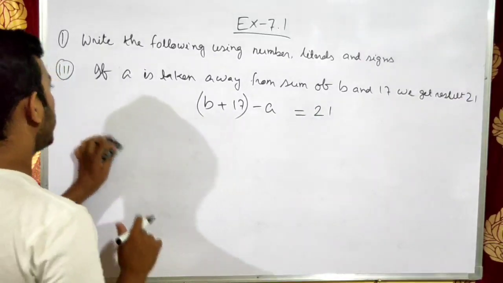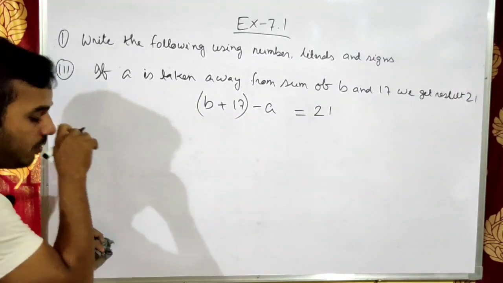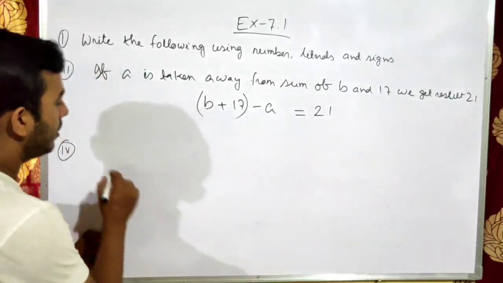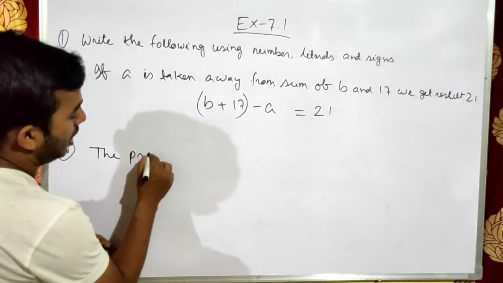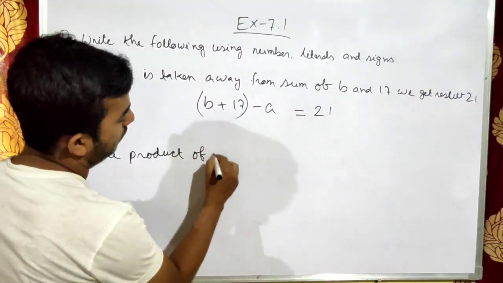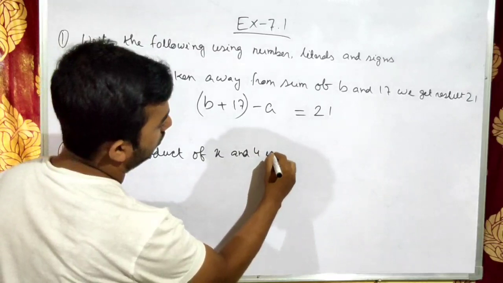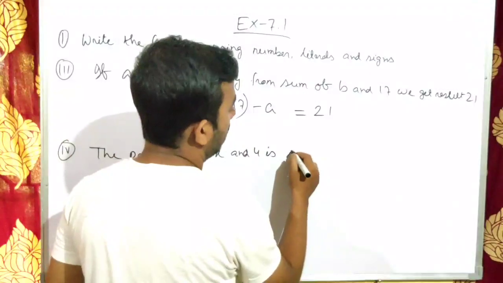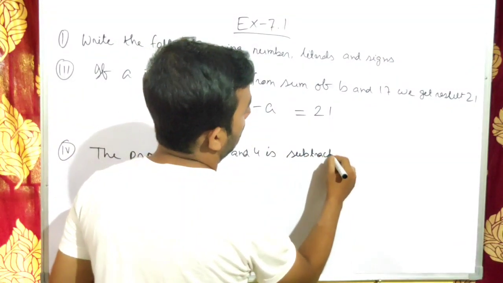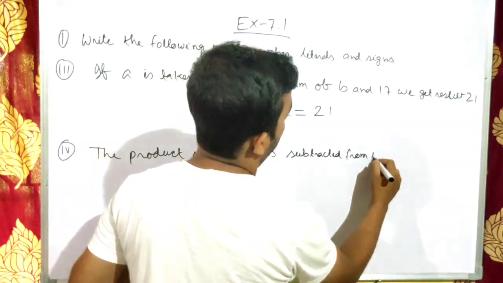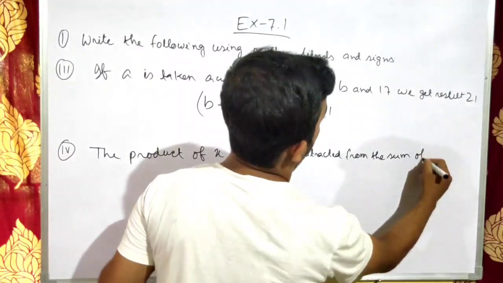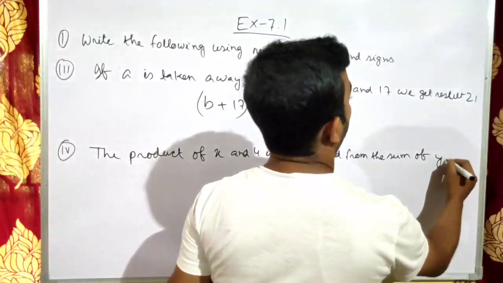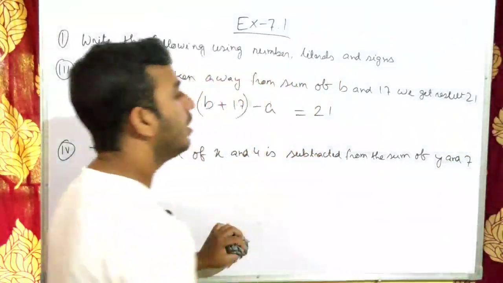Now let's move to the fourth statement. The fourth statement is: the product of x and 4 is subtracted from the sum of y and 7.